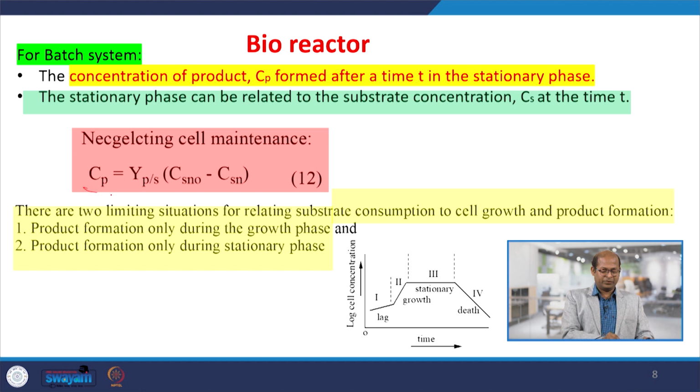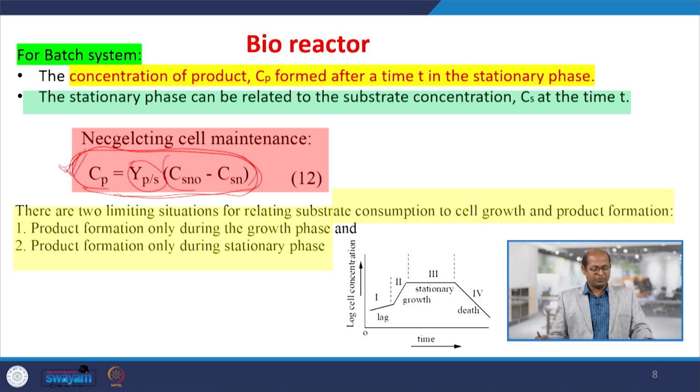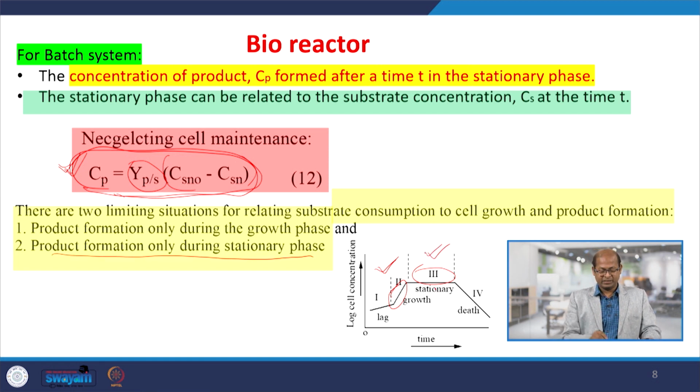So, similarly, the other way, neglecting cell maintenance, the rate of product formation or concentration we can write this way also: concentration of the product, yield coefficient and substrate consumption. If you know that, then that way also we can write the concentration of the product present. So, here two cases we have discussed. At this particular growth phase, there is substrate consumption, here also substrate consumption is there, but here new cell formation is there and here product formation is there. So, product formation is only during the stationary phase, and product formation is only during the growth phase. So, product may form here, product may form here.